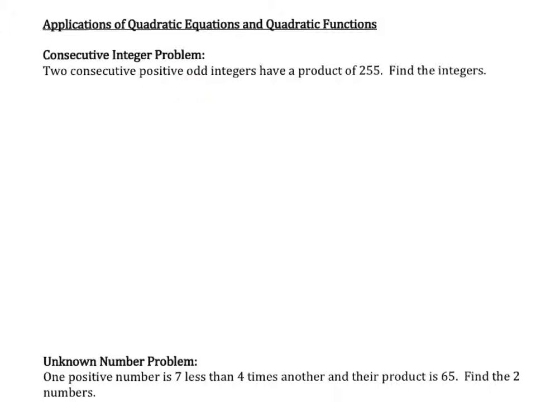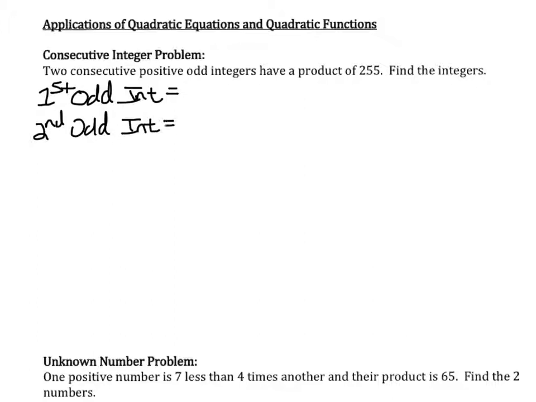If we want to solve this problem, we've got to come up with some variables because we have a lot of unknowns here. We want to find the integers, and we don't even know the first integer. So I'm going to come up with a variable for my first odd integer. I'm going to abbreviate integer with int. And then I'm going to come up with an expression for my second consecutive odd integer. Since I don't even know the first, I'm going to let that be given by x.